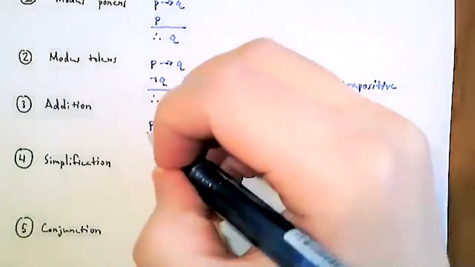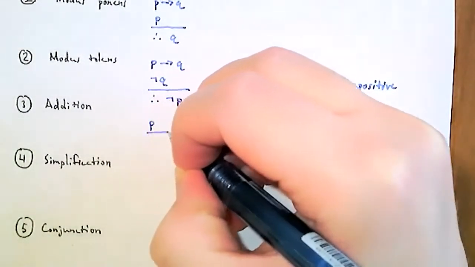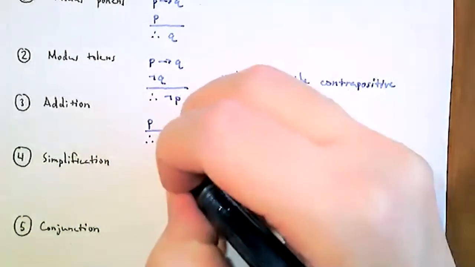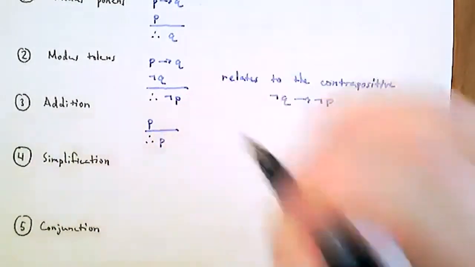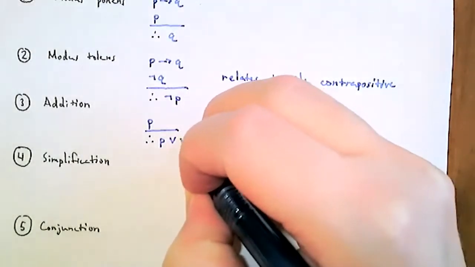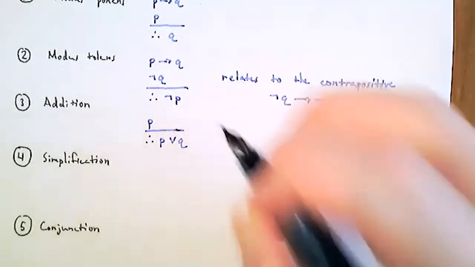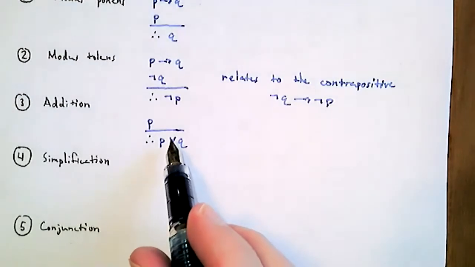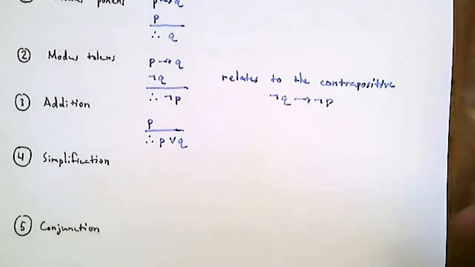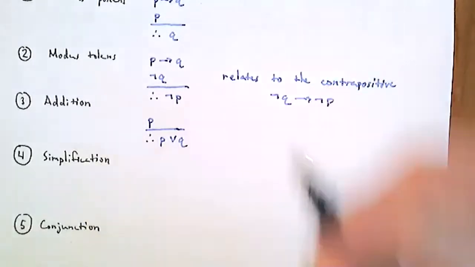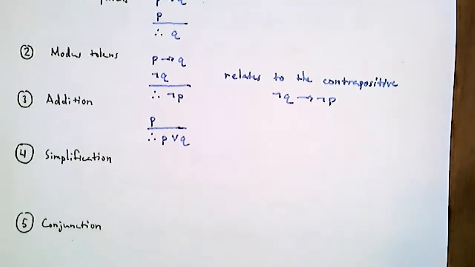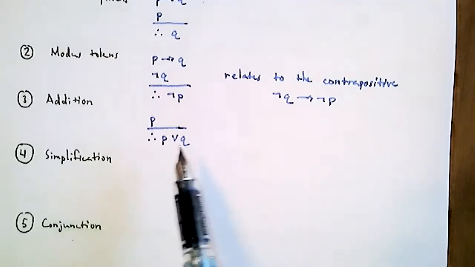The addition rule: if we start with a single true proposition, a true hypothesis, then we can use the or, the disjunction, to add more. So P, therefore P or Q. We're not really adding anything new because we're using the disjunction, the or statement. So this is a way to add extra things on.